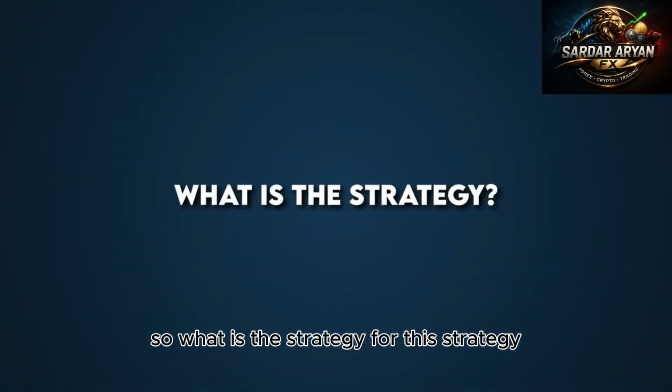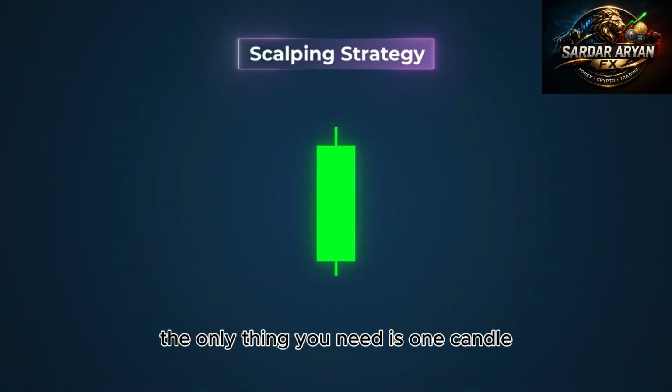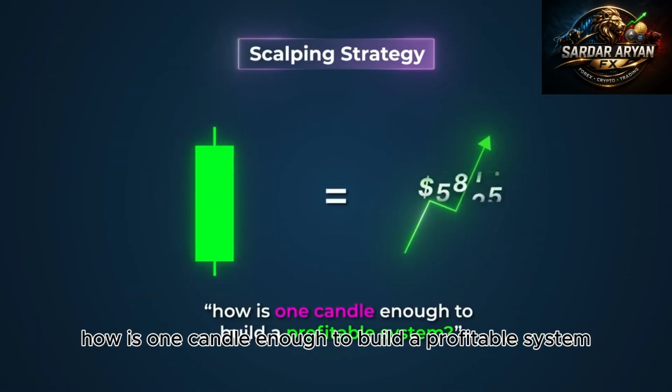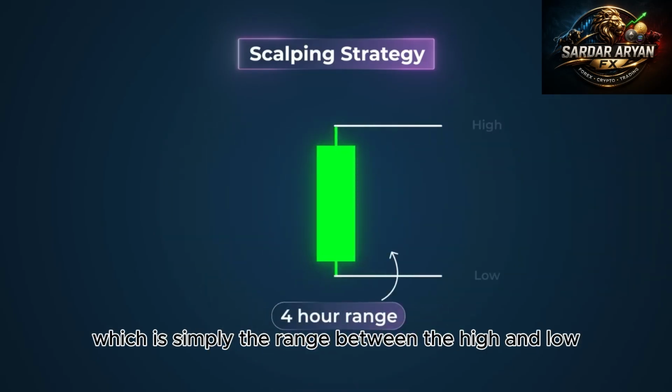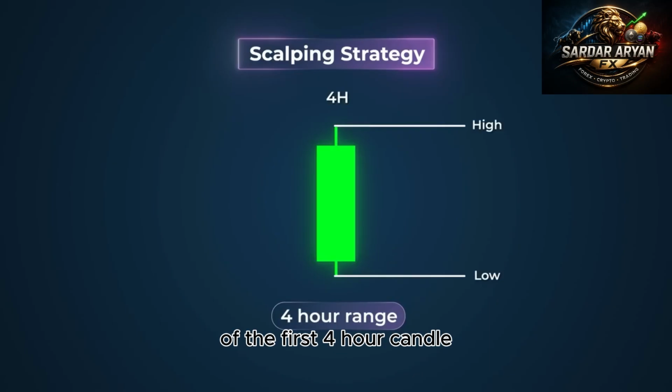So, what is the strategy? For this strategy, the only thing you need is one candle. Now you might be wondering, how is one candle enough to build a profitable system? Well, we're not just using any candle. We're using what's called the 4-hour range, which is simply the range between the high and low of the first 4-hour candle that forms during the day.